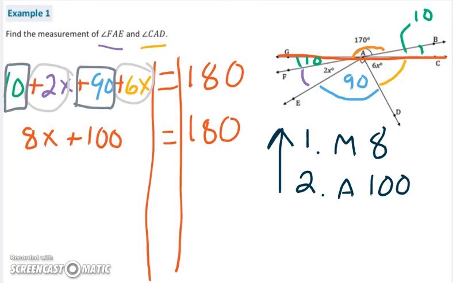Okay, let's plug back into our diagram. Oh, that was easy enough. That's already B. And we're good to go.